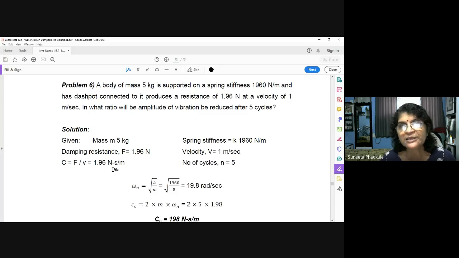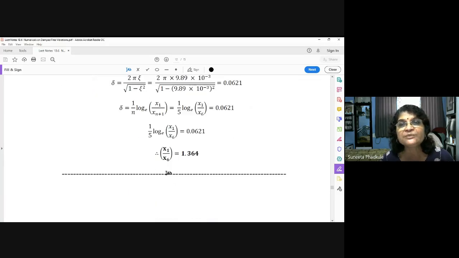Okay, so C is given, K is given, M is given. And what else is given? Number of cycles N is equal to 5. So you want to find out in what ratio the amplitude of vibration will be reduced after 5 cycles. That means after 5 cycles are completed, how much is the reduction in amplitude, that we have to find out. So let us follow the reverse procedure.